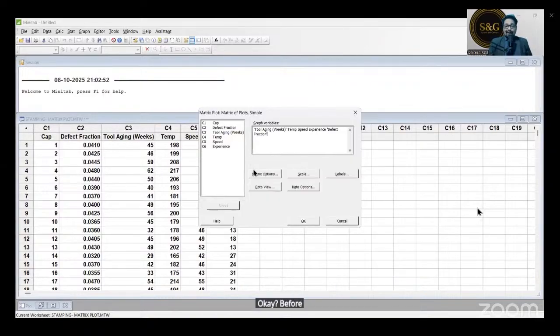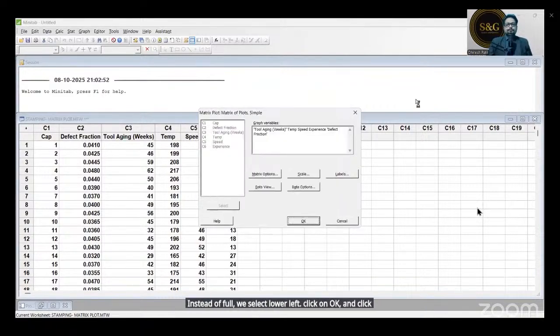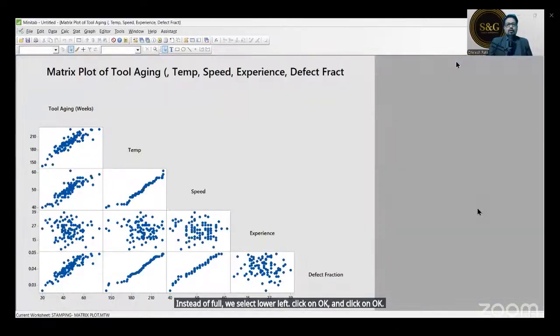Before clicking on OK, there is one small setting we have to do. In the matrix option, in the matrix display, instead of full, we select lower left. I'll explain what that is. Instead of full, we select lower left, click on OK, and click on OK. And this diagram will come.